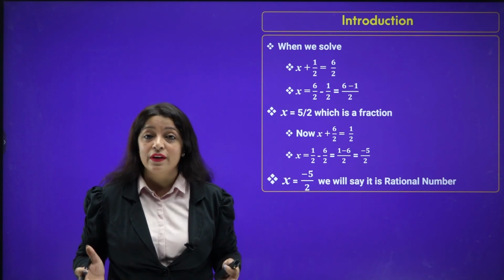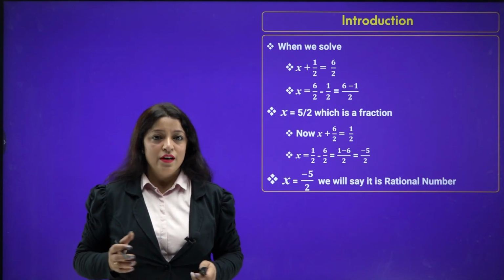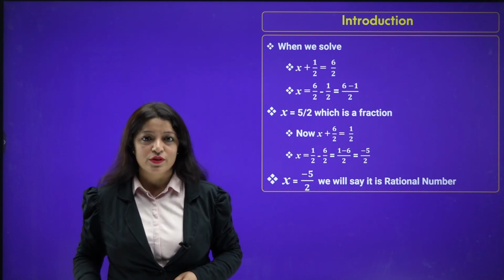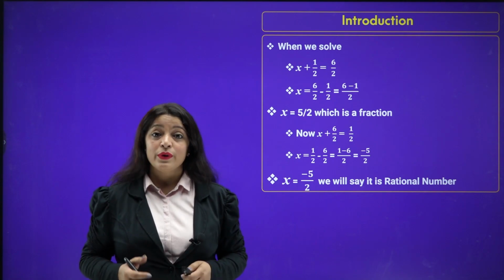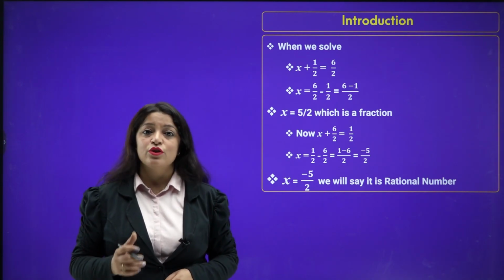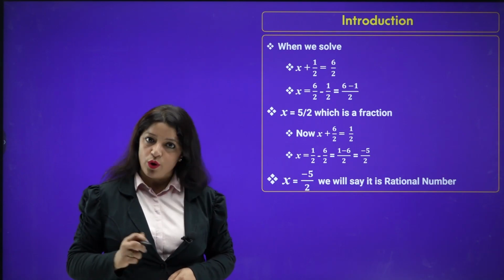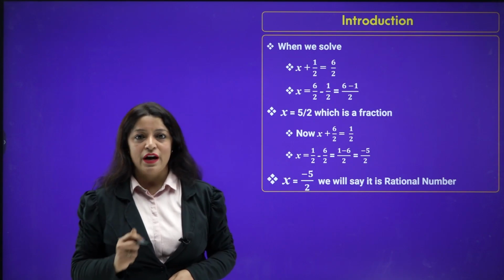They will always be greater than 0. They can never be negative, whereas a rational number may be positive, it may be negative also. So here we can say that all the fractions are rational numbers, but on the other hand, all the rational numbers are not the fractions.